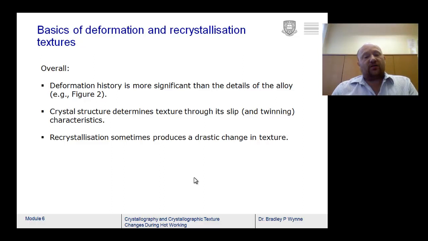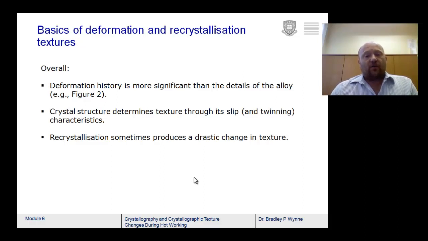Okay, what other things do we need to know about basics of deformation and recrystallization textures? Well, overall, as you can imagine, deformation history is the most significant impact, i.e. if I do rolling, I will get a certain texture compared to torsion, for example. So the deformation history has a massive impact on the texture that I'm going to form. The next big impact is the crystal structure.